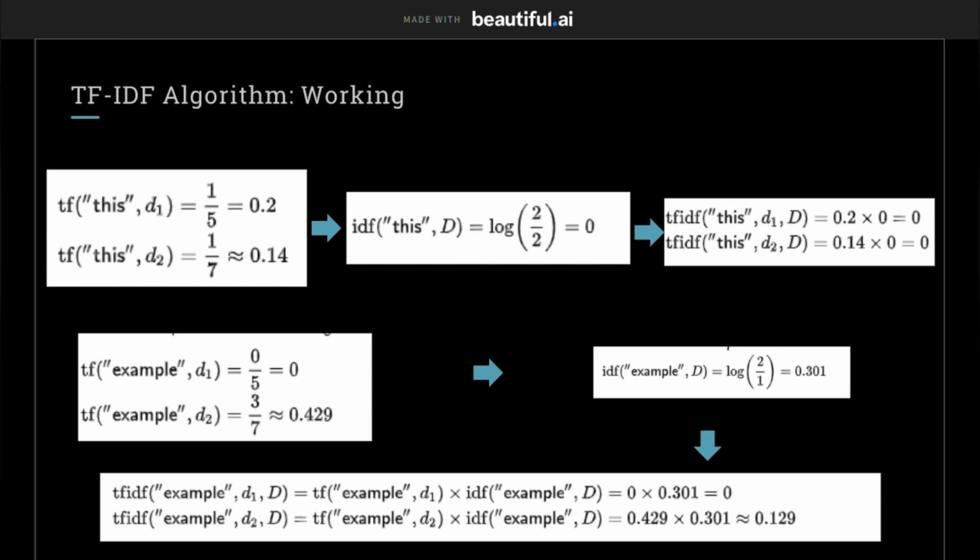And as we can see, the TF-IDF score of the word "example" in document 2 is 0.129, which signifies a higher weight, meaning the word "example" occurs less frequently in the document.